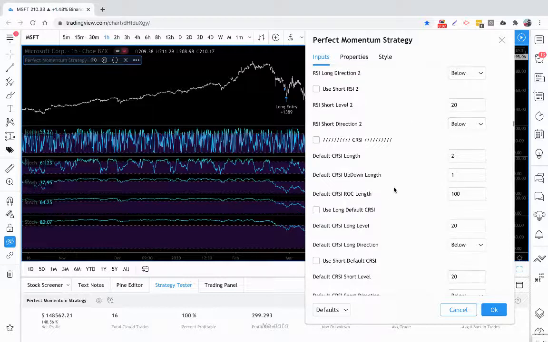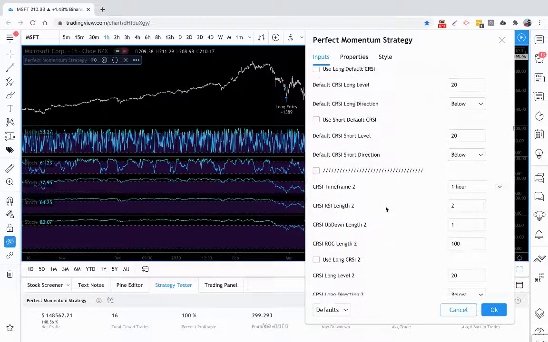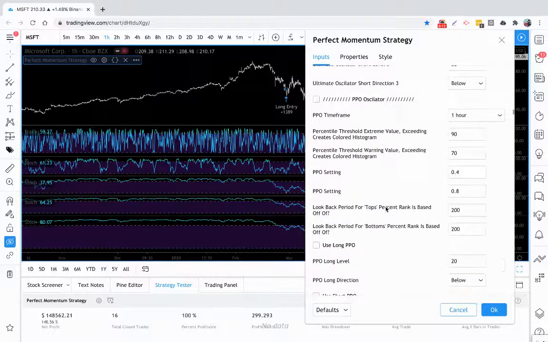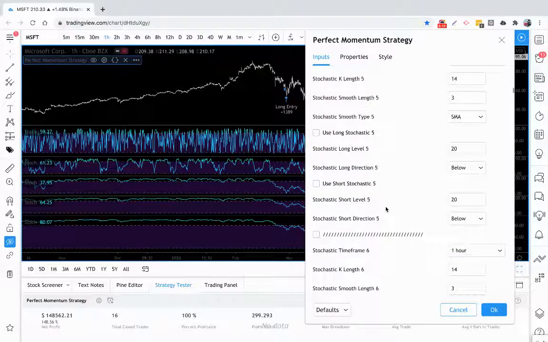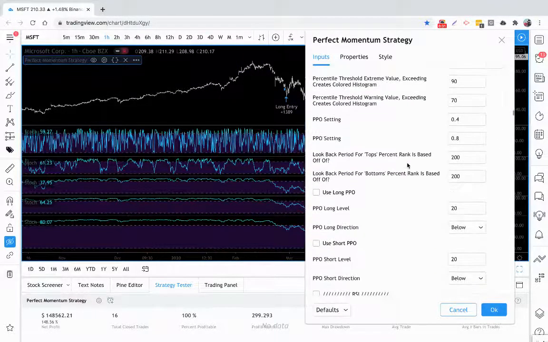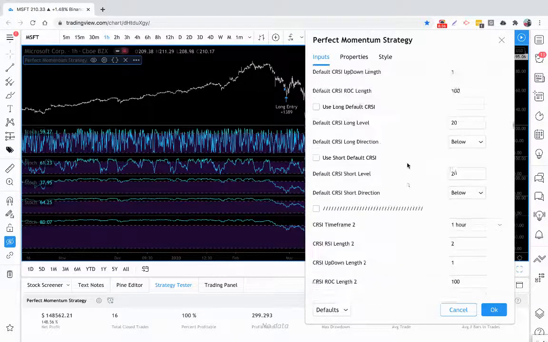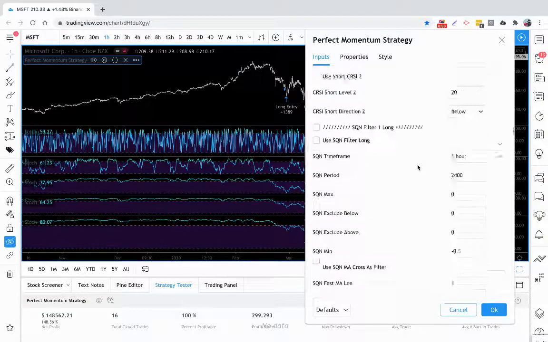Then you have a Connor's RSI, 2 of those. So you have Connor's RSI, you have RSI, you have PPO, you have Ultimate Oscillator, and you have 6 different stochastics that you can use individually, or you could use them all on different time frames to get super specific entries and exits based on pure momentum. Okay, moving on from that, those are just your momentum-based entries and exits.